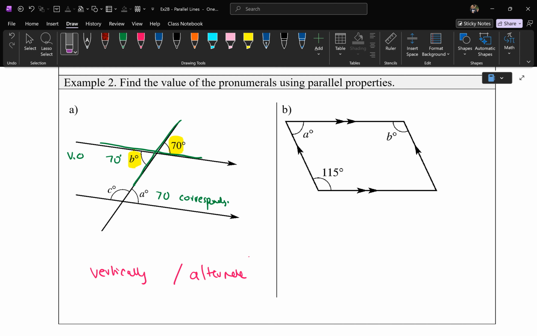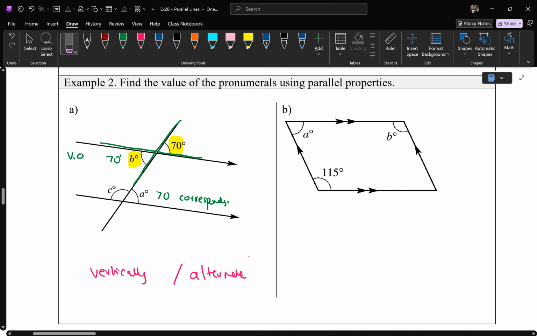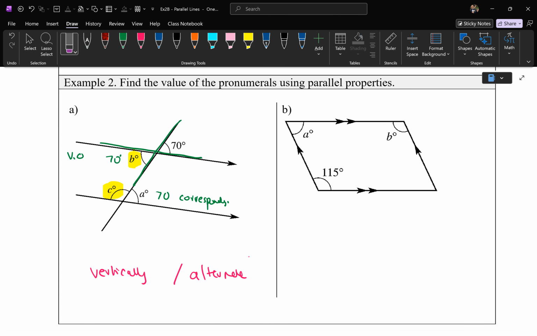Now you don't have to do 70 and C. You can also do B and C as well. B and C. What is B and C now? So hopefully you can identify it quicker. What is B and C? What's the identification? What is that called? Let's go with Jay. I haven't picked you for a bit. Jay. B and C. What are they? What do we call B and C? Is it corresponding, co-interior, alternate, or vertically opposite?